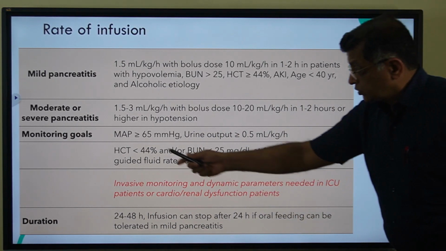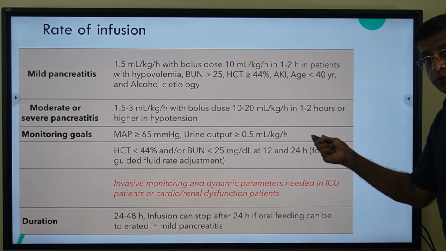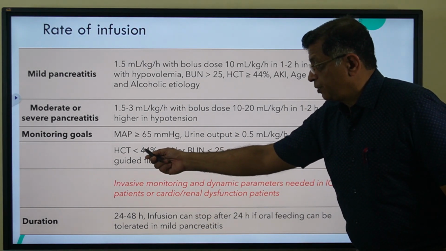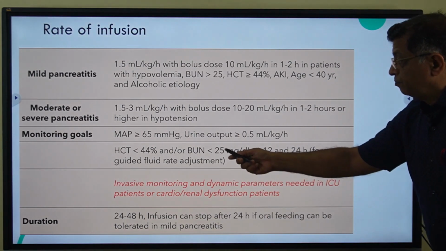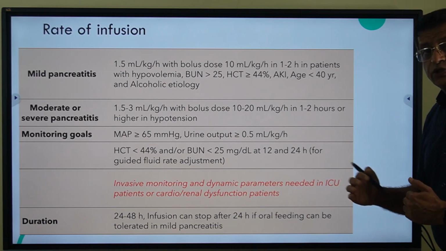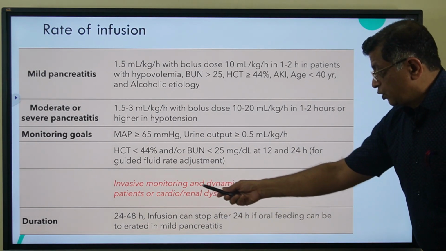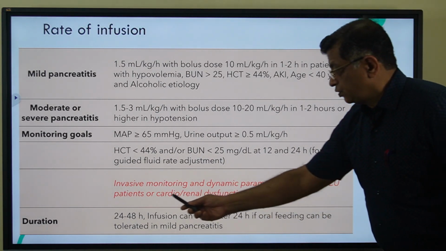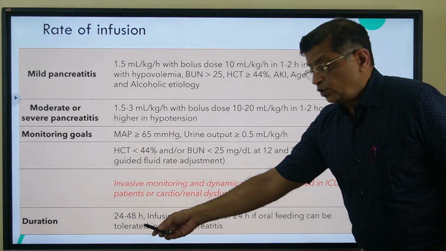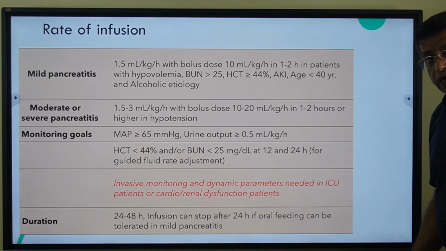What are the goals? The goals are to keep mean arterial pressure more than 65 and urine output more than 0.5 ml per kg per hour. So you have to keep assessing this every hour, and the hematocrit should be less than 44% and BUN should be less than 25 at 12 and 24 hours. So we have to use these parameters to guide our fluids. In patients who are very sick, invasive monitoring and dynamic parameters are needed in the ICU, in patients with cardiorenal dysfunction. The fluid resuscitation usually lasts for 24 to 48 hours. Infusion can stop after 24 hours if the patient has mild acute pancreatitis.